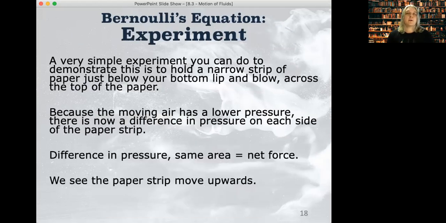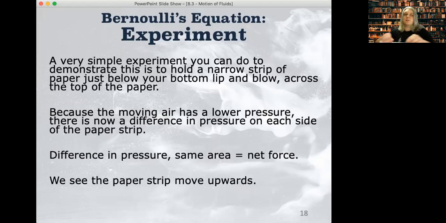A very simple experiment that you can do is to hold a narrow strip of paper just below your bottom lip and blow across the top of the paper. I might actually give this a try now. I haven't practiced this, so I don't know how well it'll work, but let's try it. Just forgive me while I rip off a little bit of paper. It's not working very well. I'll try that again. So you can try this at home too. While I'm getting my bit of paper, you can get your bit of paper.